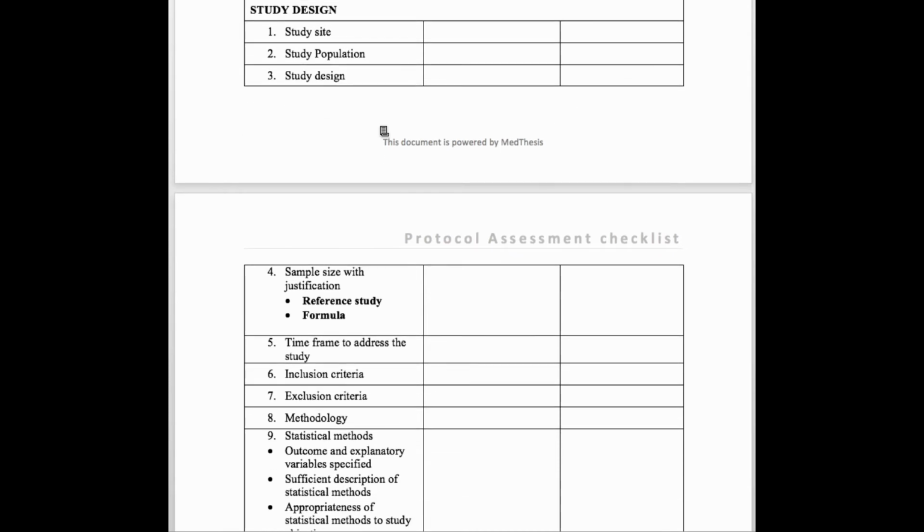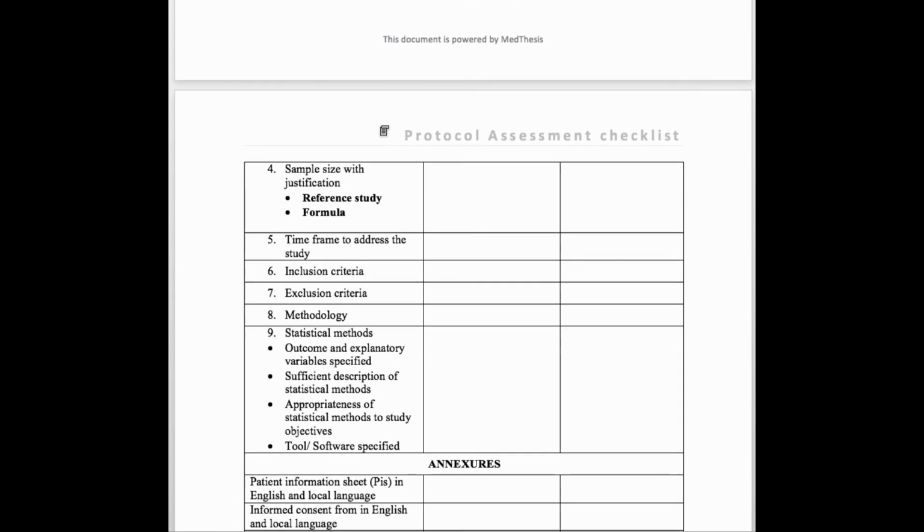Sample size with justification. The most important thing to remember here is you need to specify a reference study from which you have taken the data, and you have to specify what formula has been used for sample size calculation. If the reference study is not available, you can quote a pilot study conducted in your own setting, and you can tell that I have taken data from the pilot study conducted in my particular hospital or setting.